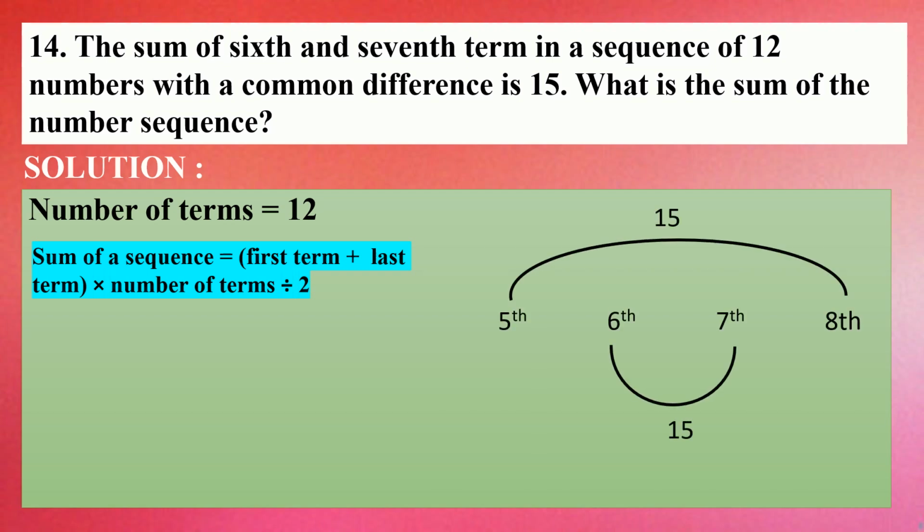So here what they've already given is the sum of 6th and 7th term. The sum of those two is 15, which is given in the question. The sum of 6th and 7th term is 15. And then the 5th and 8th term also, the sum will be 15.